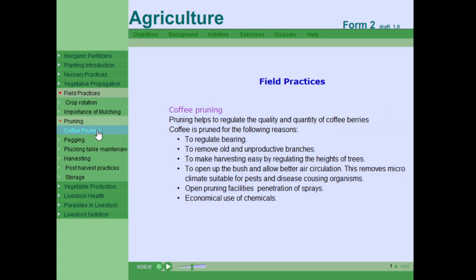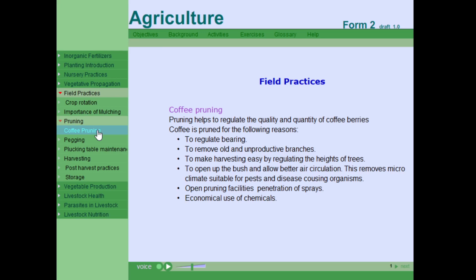Coffee pruning. Pruning helps to regulate the quality and quantity of coffee berries. Coffee is pruned for the following reasons: to regulate bearing, to remove old and unproductive branches, to make harvesting easy by regulating the heights of trees, to open up the bush and allow better air circulation.